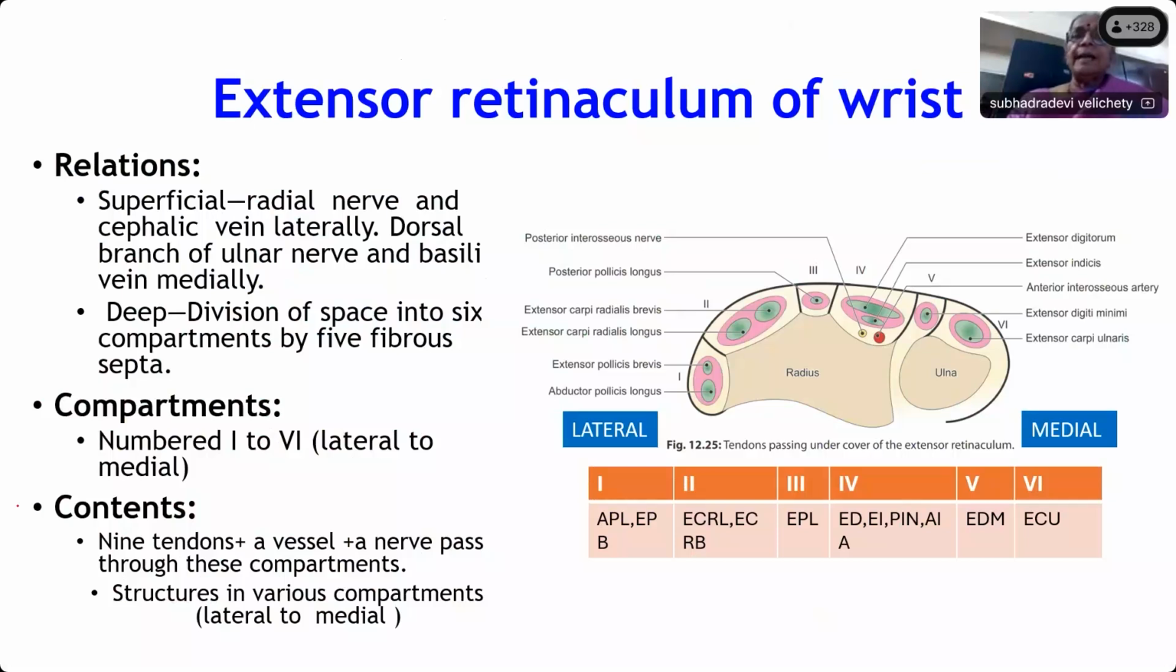So these are the 9 tendons, a vessel and a nerve that pass through these compartments. From lateral to medial, how many? The first one, 2, you have seen. Second one, 3. And third one, 1, single. And fourth one, 4 plus the artery. Then the extra fifth and sixth are single ones. Like that you have to make it.